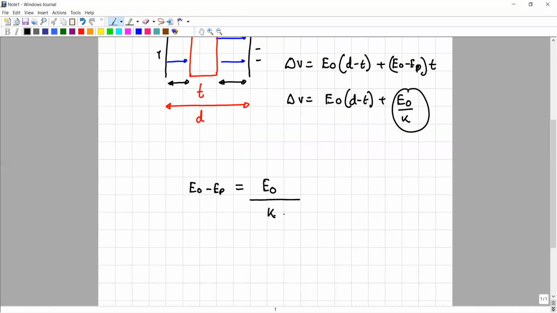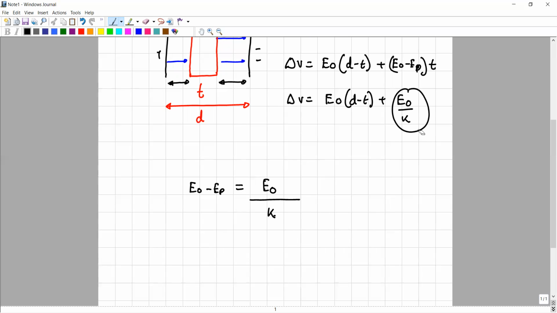And K again, don't confuse, this is the dielectric constant, or this is also called relative permittivity. So the same thing is also written as ER. Okay, so don't get confused. ER and K are the same thing: relative permittivity, dielectric constant. So we are going to use this.